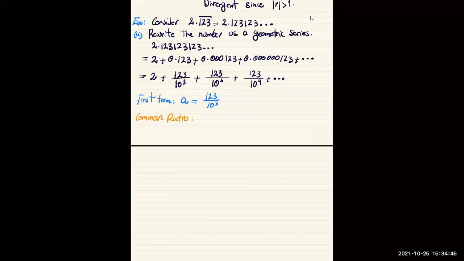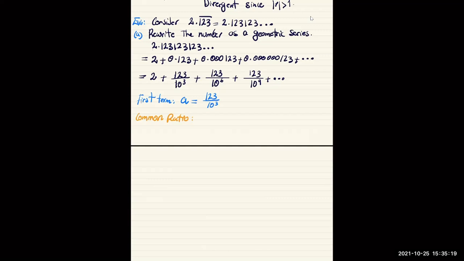Well, what do I multiply this by to get this? If I multiply this by 123, then I would have 123 squared. If I multiply this by 1 over 10, then I would have 1 over 10 to the power of 4. 1 over 10 cubed, yes. Well, if you can't get that by looking at it, just divide any 2 consecutive terms.